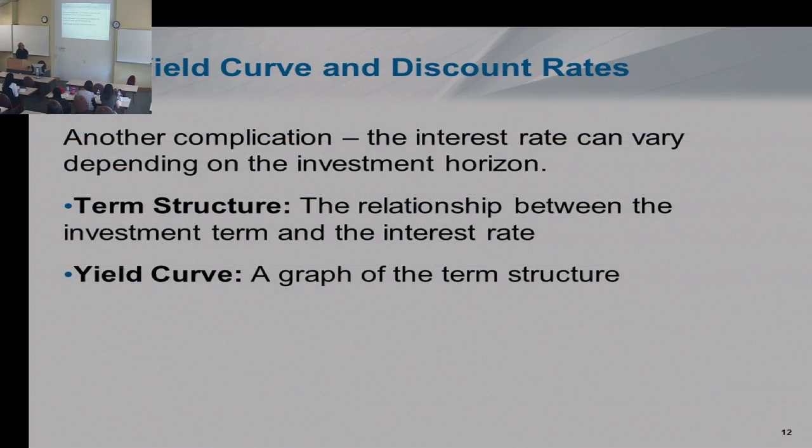The term structure is the relationship between the investment term and the interest rate. Because this is a complication, the interest rate can vary depending upon the investment horizon. So the risk is the same, it's still the same government bond, but if it's a 1 year bond, you want a different rate of return than if it's a 5 or a 10 year bond. And the yield curve is a graph of that term structure.